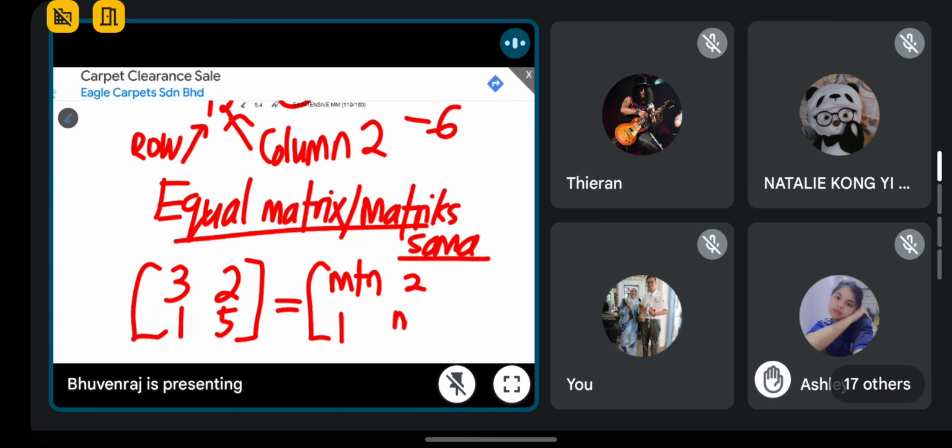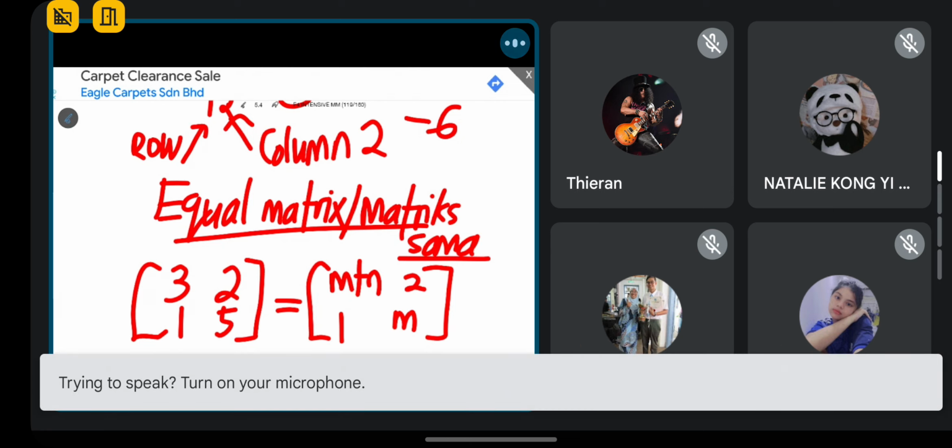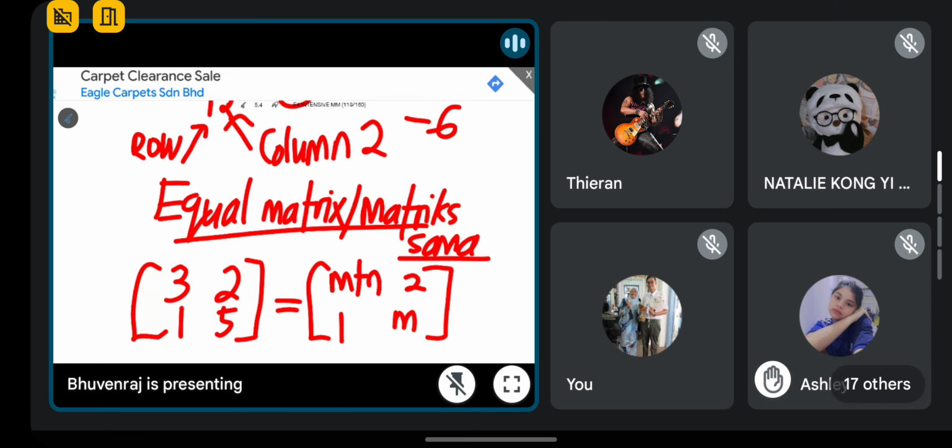Let's say M. So they will ask you to find the values of M and N. Mereka akan suruh kamu cari nilai M dan N. So how to find M and N, guys? Macam mana kaedah untuk cari dari sini? What method do we use to compare? What method do we use to find?